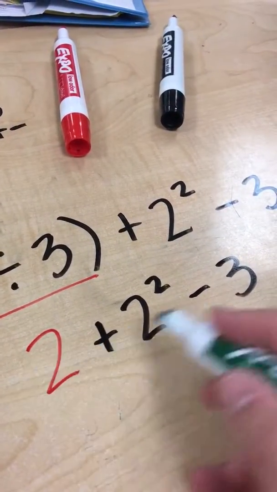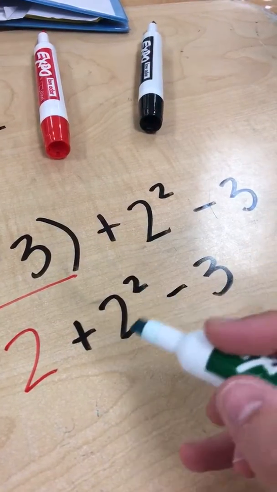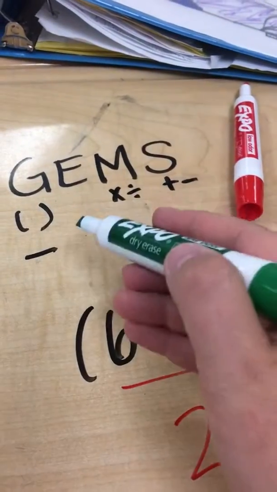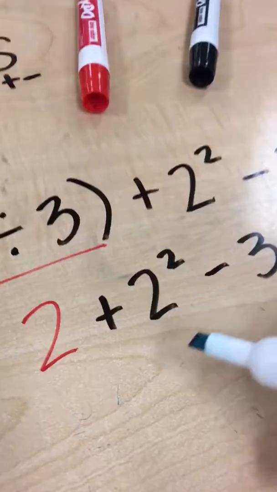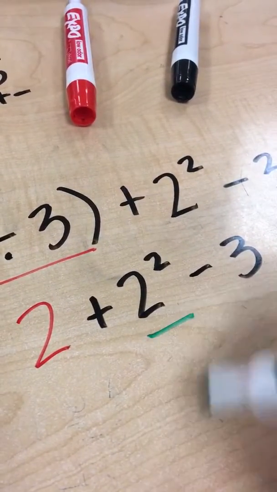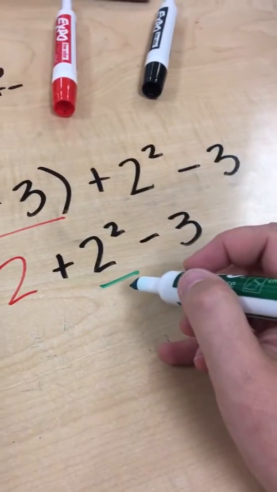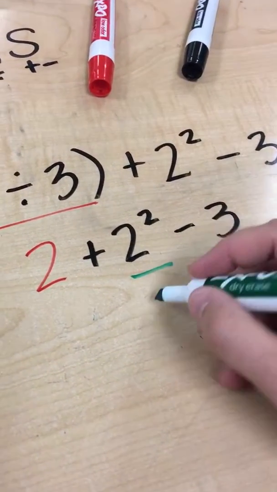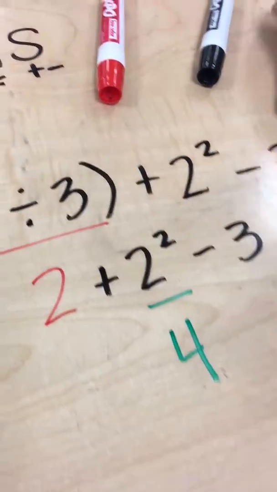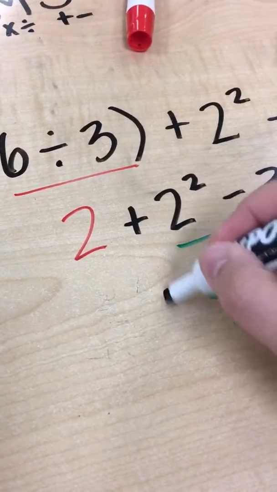The next thing I look for, of course, I don't have any more grouping symbols. The E in GEMS stands for exponents. So now I'm going to look for any exponents, and I see one right here in the middle. So I'm going to solve for 2 squared. And 2 squared is the same as 2 times 2, so I'm going to go ahead and write 4. And then I'm just going to copy down the rest of the problem.